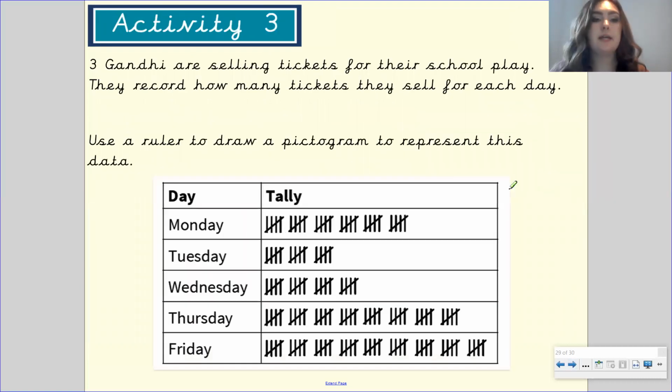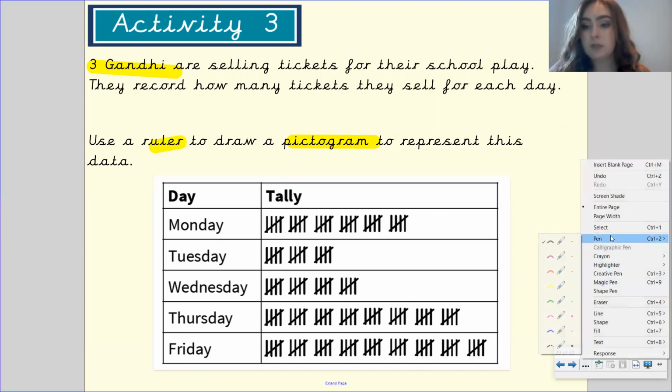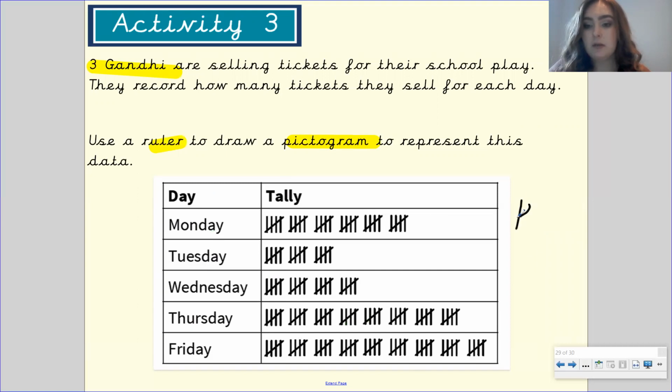Okay, activity number 3. Gandhi class are selling tickets for their school play. They record how many tickets they sell for each day. Use a ruler to draw a pictogram to represent this data. So here you've got Monday, Tuesday, Wednesday, Thursday, Friday. You've got the tally and you need to draw a pictogram with a key of your choice. So you can have a picture and then tell me what that picture equals. How many tickets does it represent? Pause the video here if you are going to be completing activity number 3.